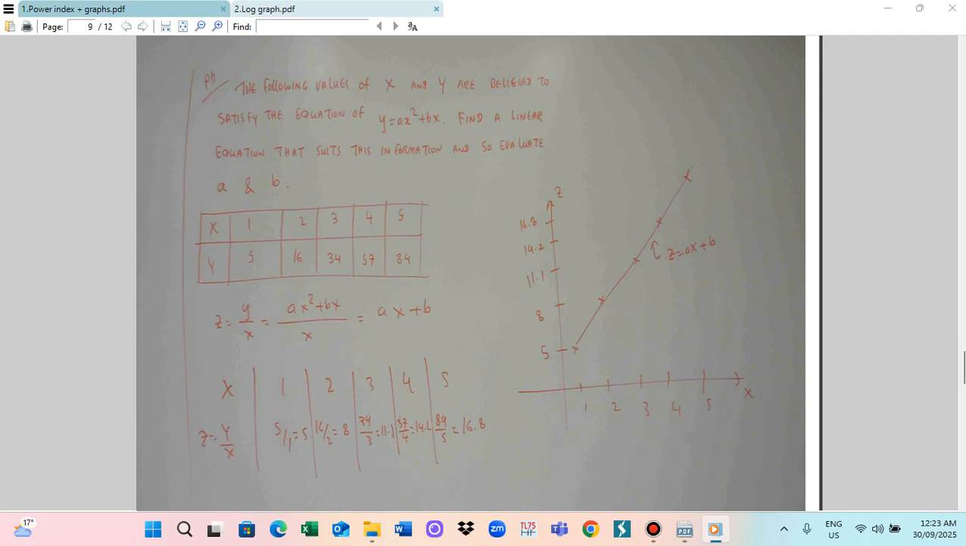So this is the following value given here. x is 1, 2, 3, 4, 5. y is 5, 6, 34, 57, 84. So if you use this one directly, the graph will not be linear. So to get the linear, you have to divide it and change the form. So the original equation is y is equal to ax squared plus bx. So that we have to calculate z is equal to y by x. So this means that ax squared plus bx is divided by x. So this will be ax plus b. So this becomes linear.